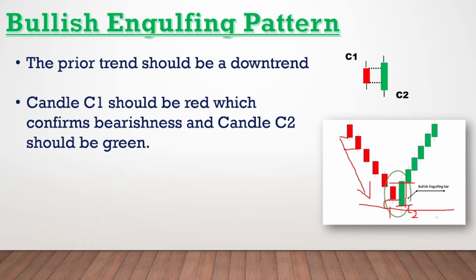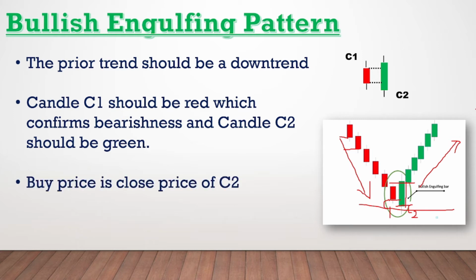So in this pattern, the previous trend is a downtrend, candle C1 is a bearish candle, and candle C2 is a strong bullish candle which engulfs the previous candle, correct? This is how a bullish engulfing pattern looks, friends. The first rule is that the previous trend should be a downtrend and the bullish candle should engulf the bearish candle, and thereafter there is a trend reversal and the market moves towards the upside.